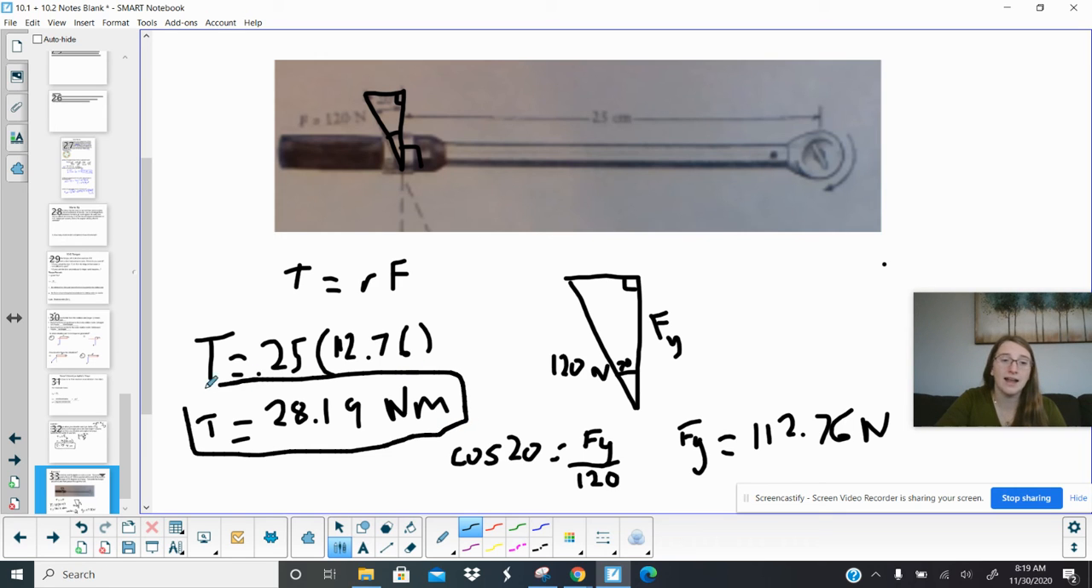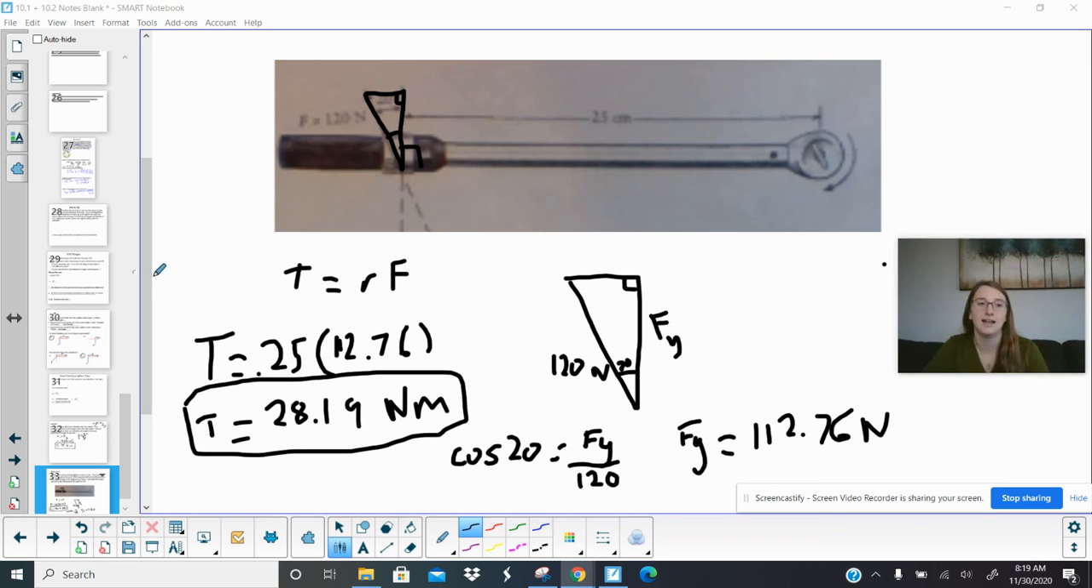So again, keeping in mind that if they applied that force directly straight on, if that force of 120 newtons was applied totally perpendicular, they would generate more torque. As well, if they had a longer wrench, we would generate more torque. So just keep that concept in mind.